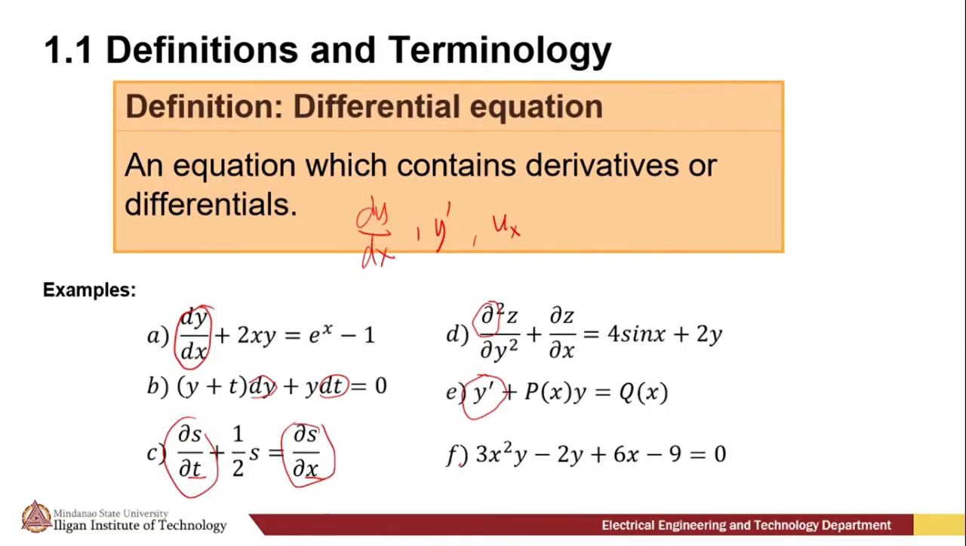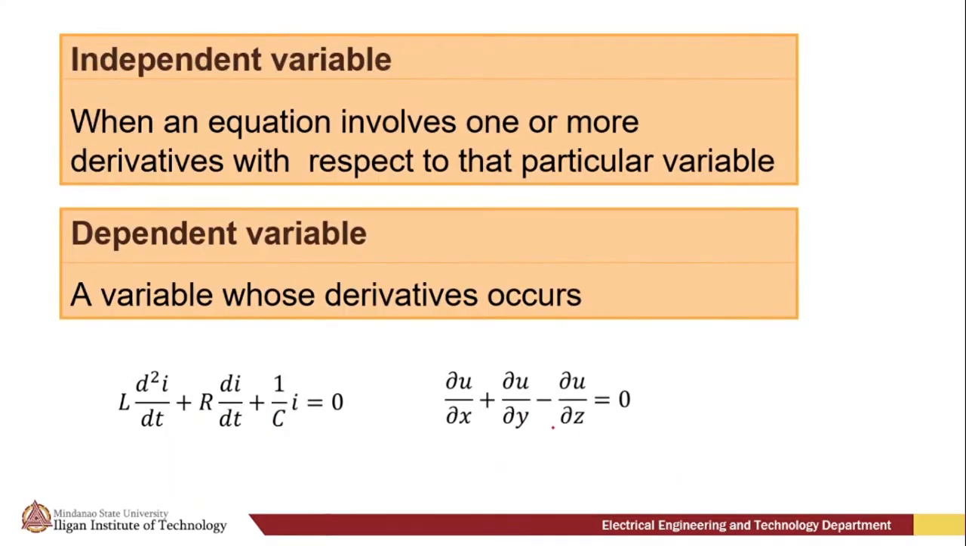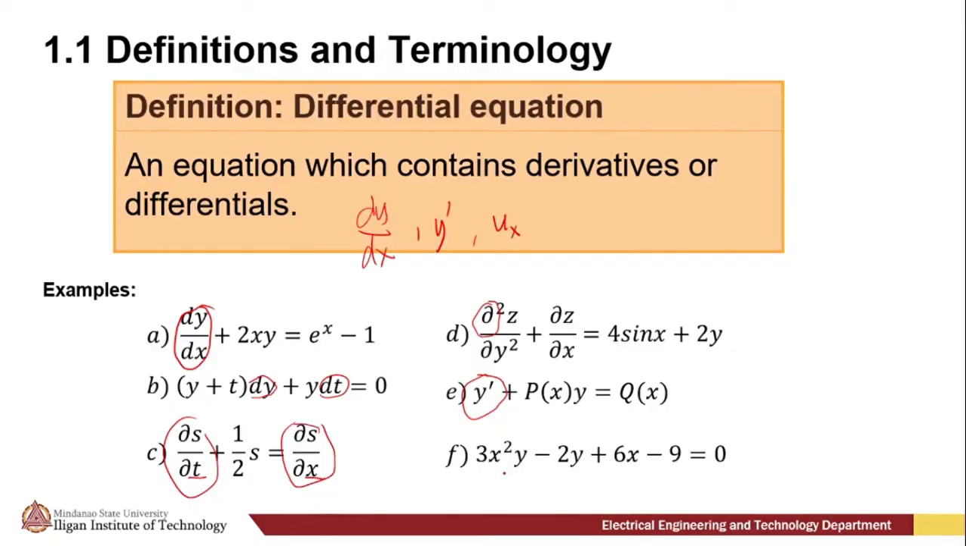Well, for example F, we have 3x squared y minus 2y plus 6x minus 9 equals 0. In this example, we don't have any term that contains a derivative. Hence, this one is an algebraic equation since we don't have any derivative terms in the equation.